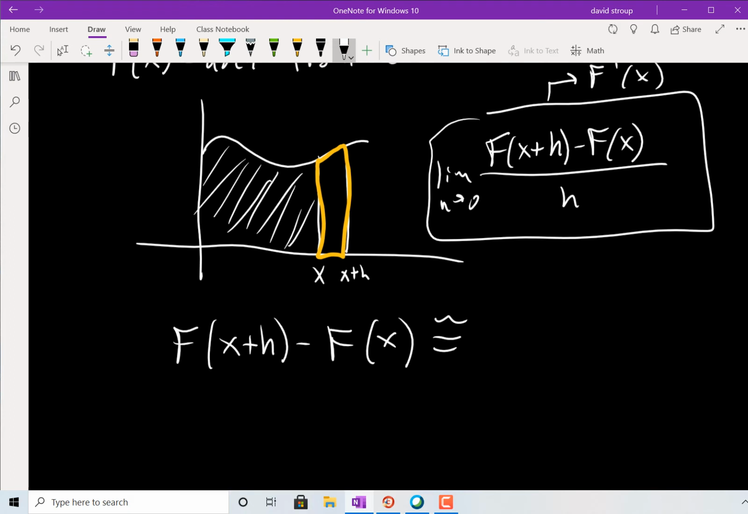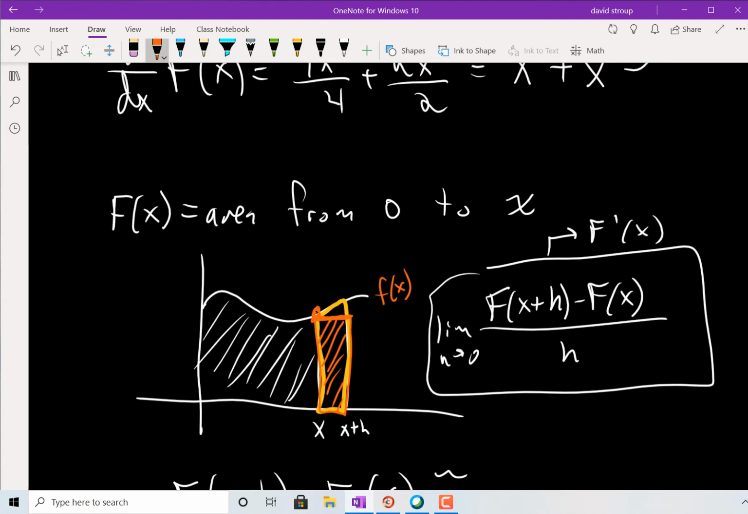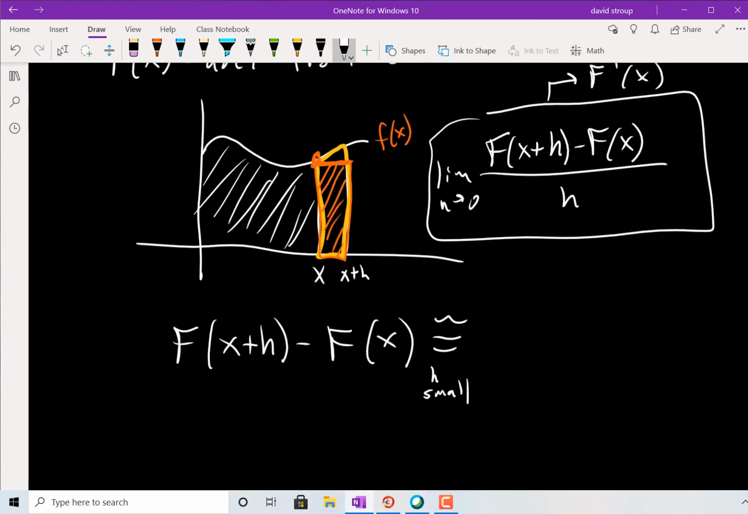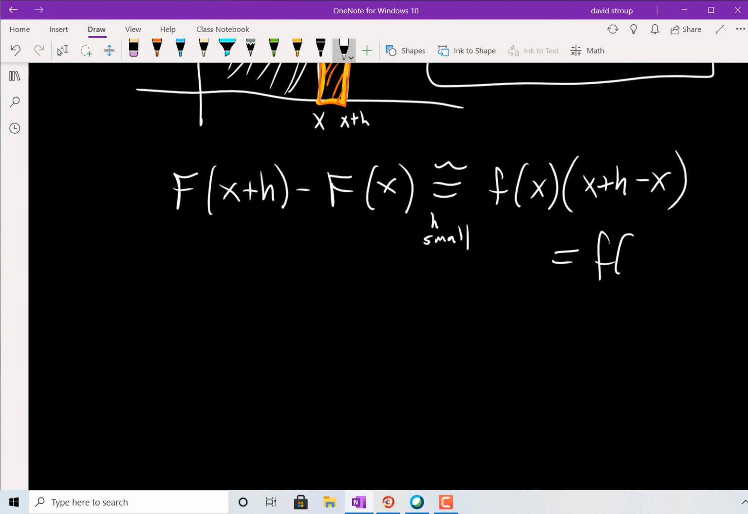And if h is really, really super small, we can almost use a rectangle. It's pretty much just this rectangle region here. So what is the area of that rectangle? Well, if this curve is given by some other function little f of x, so big F of x is finding the area from 0 to x under little f of x, the difference between big F of x plus h minus F of x will be approximately this little rectangle. And what is that? Well, the height is f of x, and the base is x plus h minus x, which is h. So it's f of x times h.